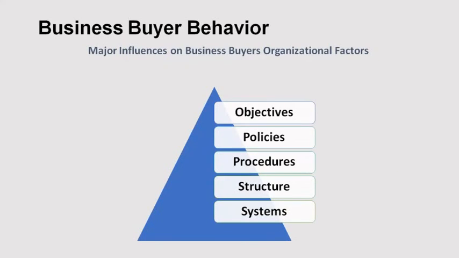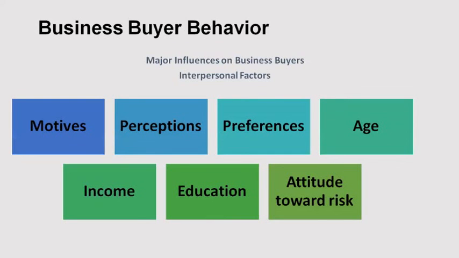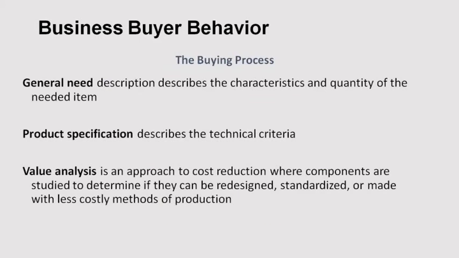As to organizational factors, we have 5: the company objectives, policies, procedures, structure, and the systems. As to interpersonal factors that influence business buyers, class, we have motives, perceptions, preferences, age, income, education, and attitude toward risk. So we go now to the buying process.